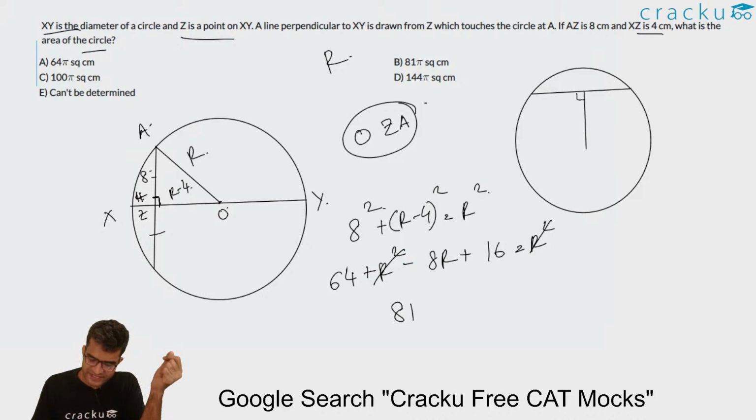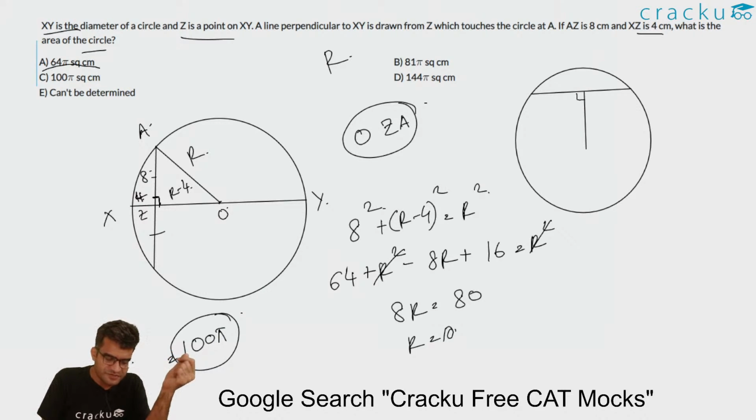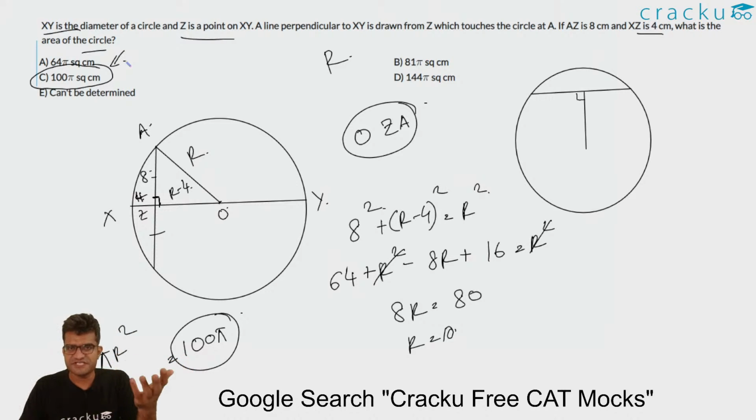So the value of 8r is equal to 80, or the value of r is equal to 10. So the area of the circle is pi r square, which is equal to 100 pi square centimeters. So the answer for this question is option C. Let us now look at the next question.